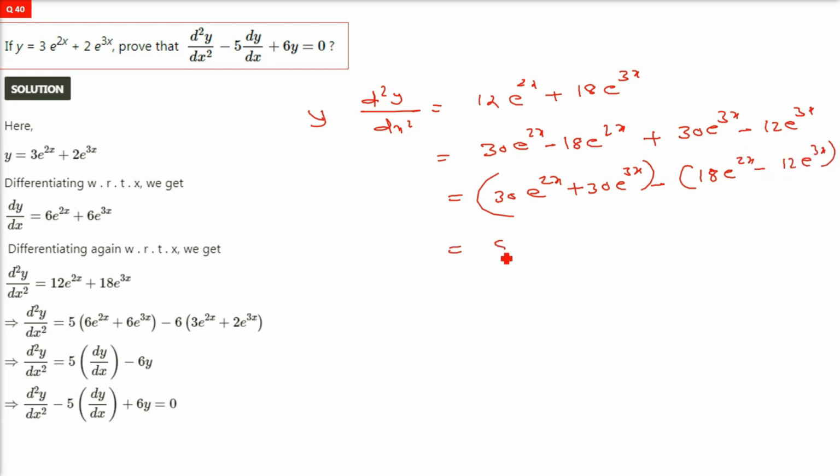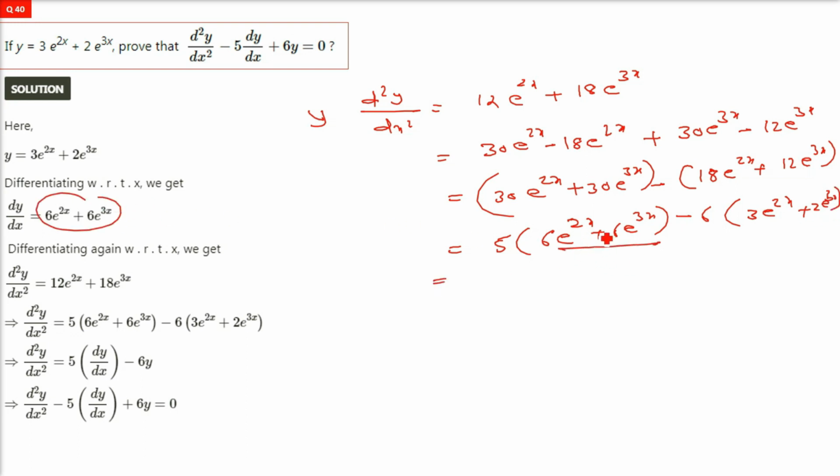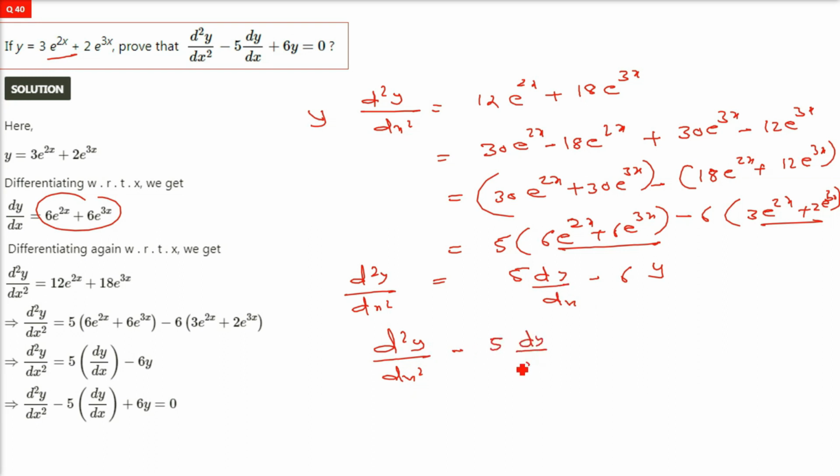Now I'm taking 5 outside from here. You will get 6 e raised 2x plus 6 e raised 3x. I'm taking 6 from here. So 6 threes are 18, 3 e raised 2x, and this is plus, as I said, 2 e raised 3x. Now this is nothing but what? We already did that. It is dy by dx. So 5 dy by dx minus 6, what is this? This is the original thing, y, so minus 6y. So d2y by dx2 is this. You bring everything to the left hand side: d2y by dx2 minus 5 dy by dx plus 6y is equal to 0. This is your final answer.